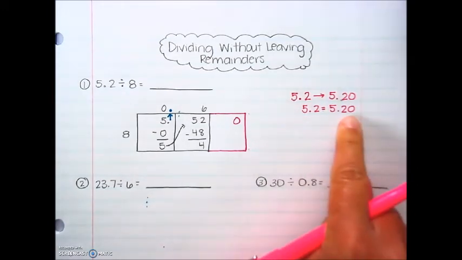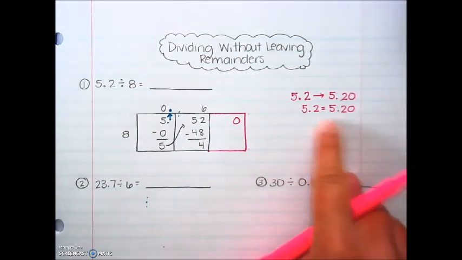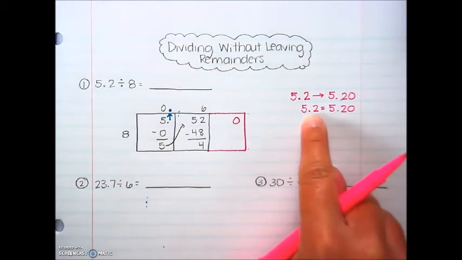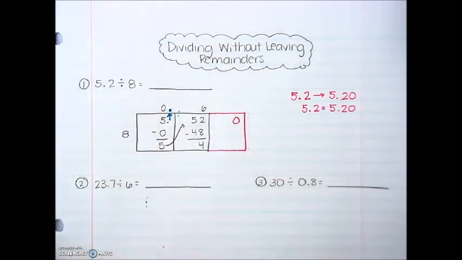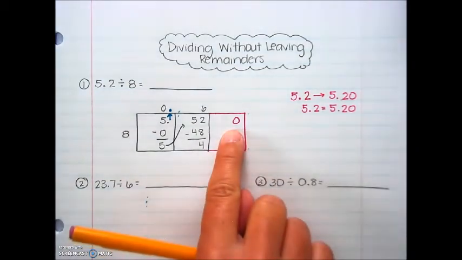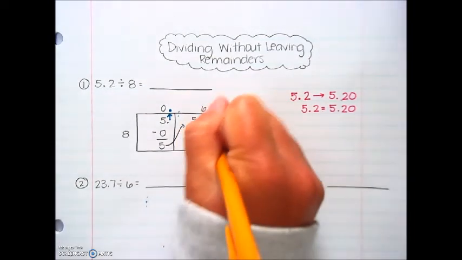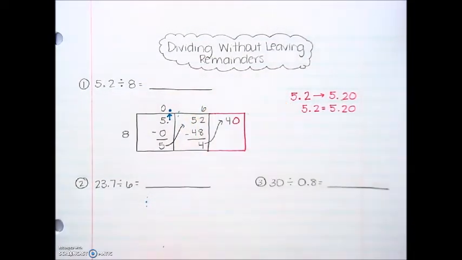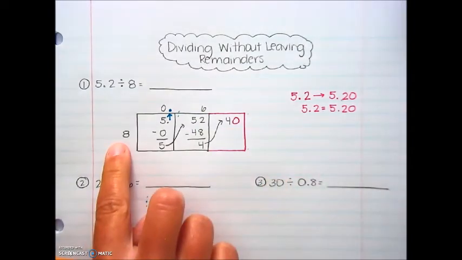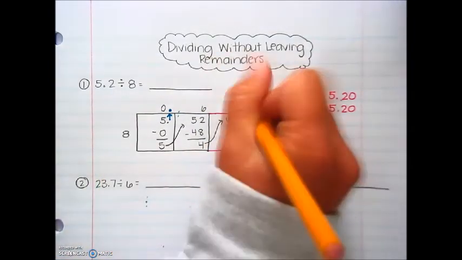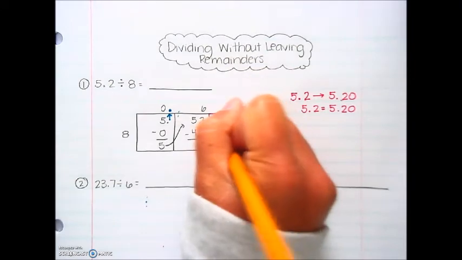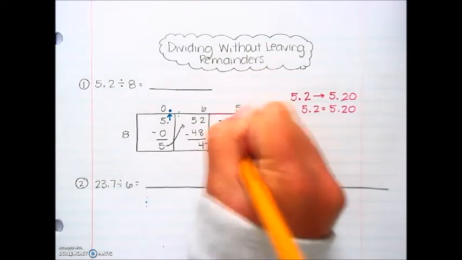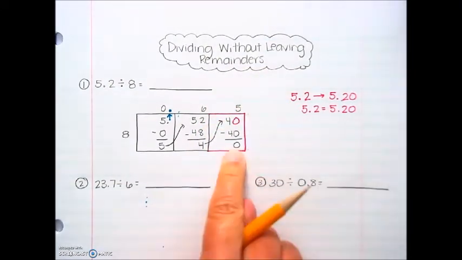We learned way back at the beginning of our decimals units that we could add a placeholder 0 and it doesn't change the value of the number, just the name of it. So by adding that digit 0, I can bring up this 4 and see if I can make another full group, which in this case, I can make 5 full groups of 8 to get 40. So when I put the digit 5 in, 5 times 8 is exactly 40. I subtract, and now I'm left with 0.